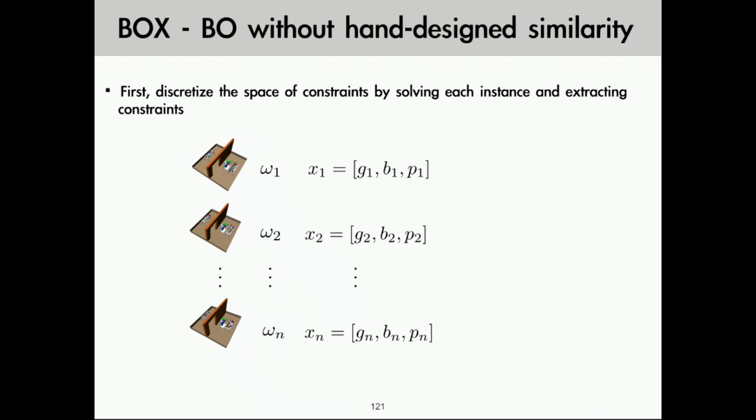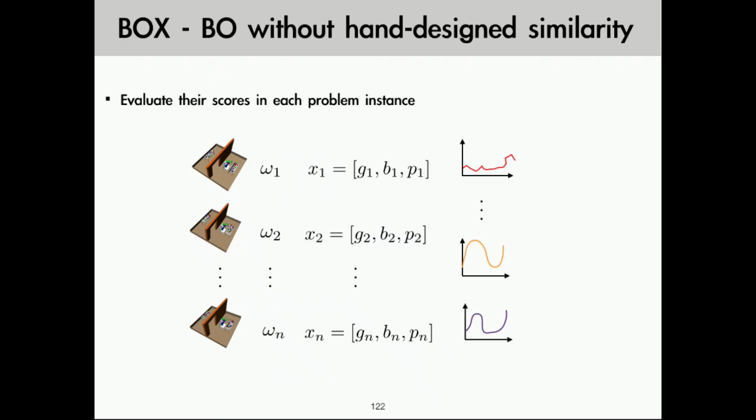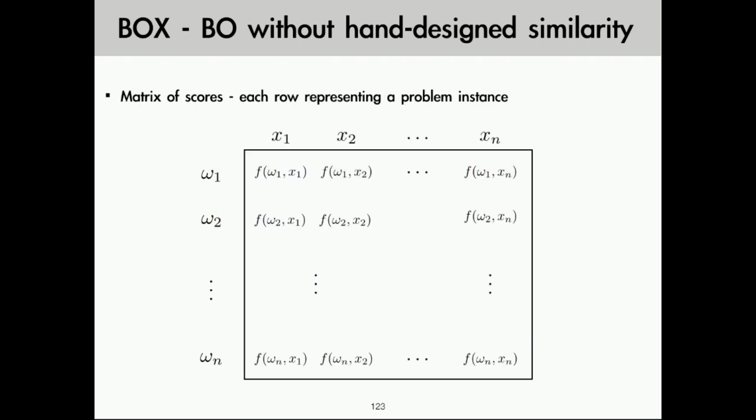What we do is that we first solve a lot of training problem instances. So we solve n problem instances, and we extract from these problem instances particular values of the constraints that the solution for this omega-1 satisfies. So let's say we extracted a particular grasp, base pose, and placement pose as a solution for this planning problem instance. And what we do with these extracted values is evaluate them with respect to the other problem instances. If we do this, what we get is a matrix of scores where each row approximately represents the score space representation of each problem instance, right?